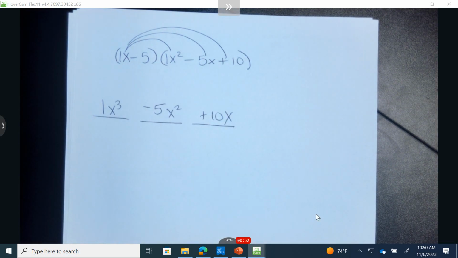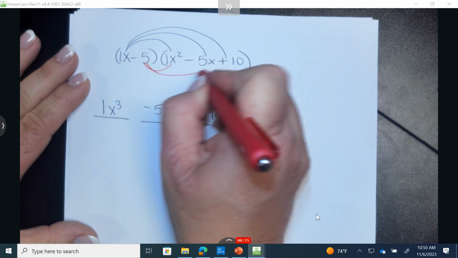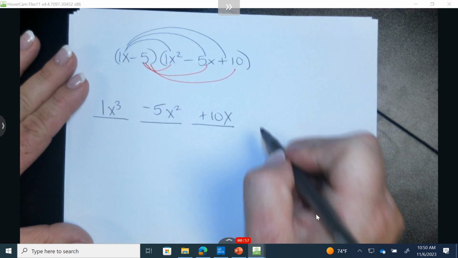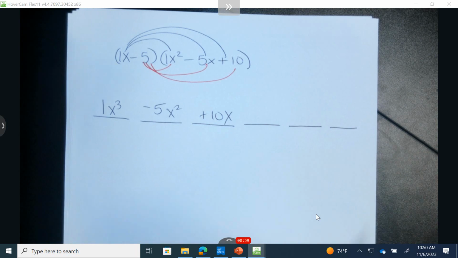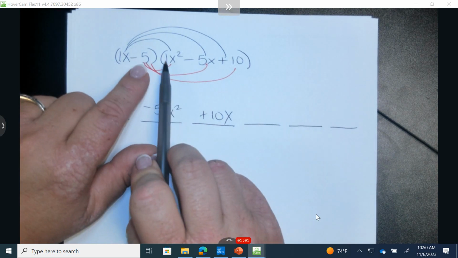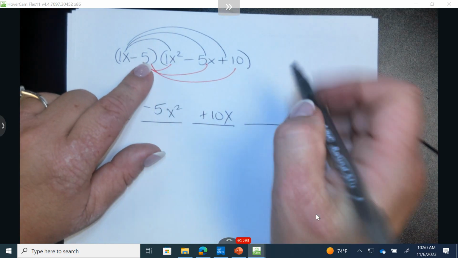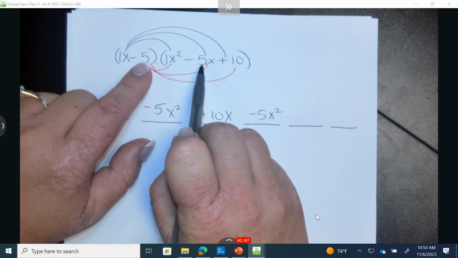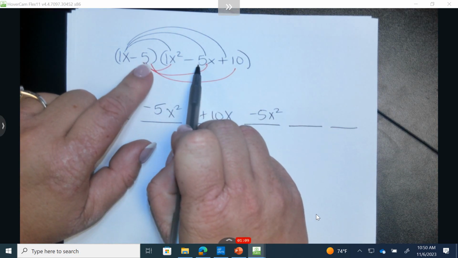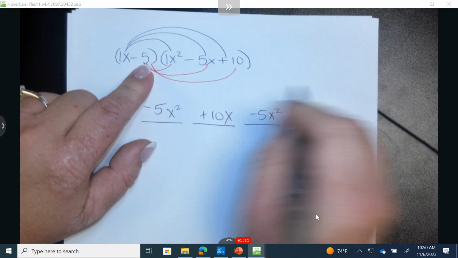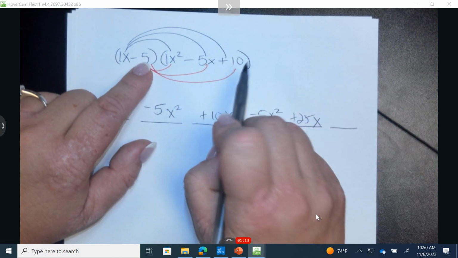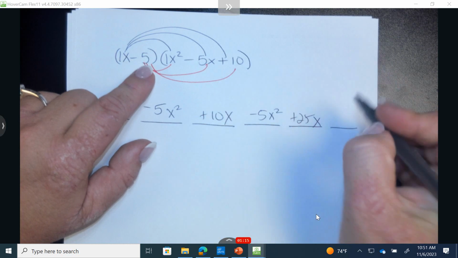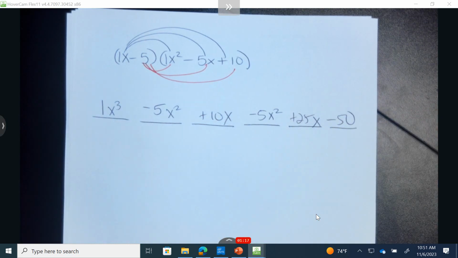Now I'm going to do these inverted looking rainbows. 1, 2, and 3. Okay? 1, 2, 3. Negative 5 times 1 is negative 5, and there's an x squared. Negative 5 times negative 5 is 25, and there's 1x. Negative 5 times 10 is negative 50. Now this isn't wrong, but we need to simplify.